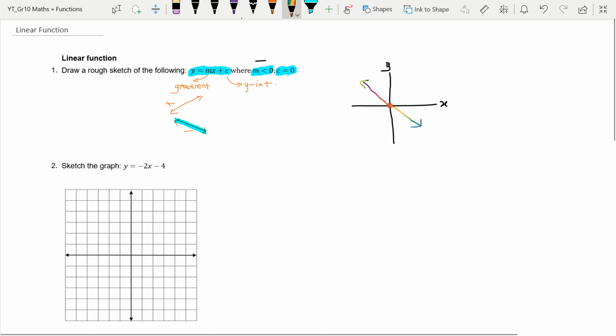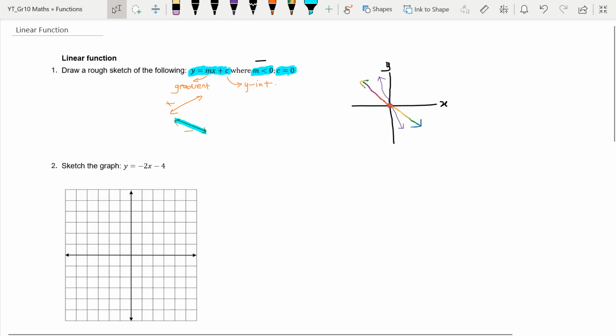And there you go. If you were to draw this one, it's still correct because it's still a negative gradient, it's decreasing, and it's still cutting at 0. So there you go. Next question.